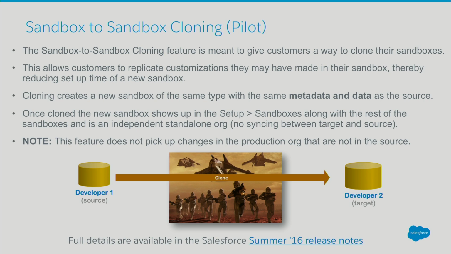That includes both metadata and data. When you clone a sandbox, you're going to get the same type of sandbox back. So if you clone a Dev Pro, you'll get another Dev Pro. You'll need to make sure that you have an available sandbox before you do a clone. It'll create the same type of sandbox, again, with both the metadata and data. So if you've preloaded data into a Dev Pro and clone it, you'll get both the metadata and the data.